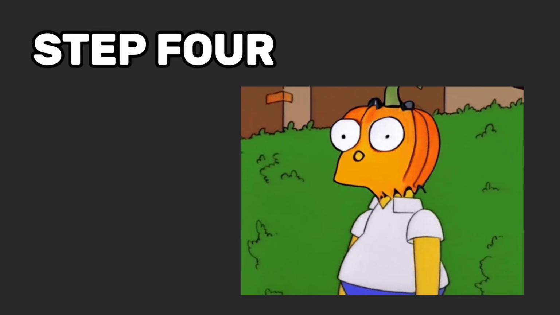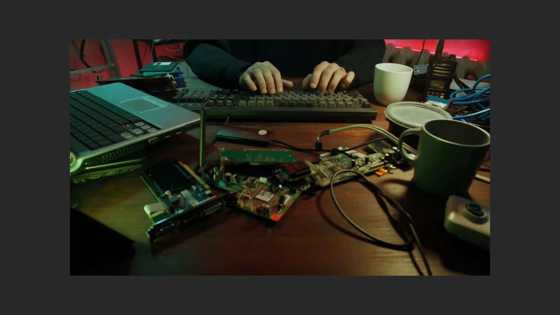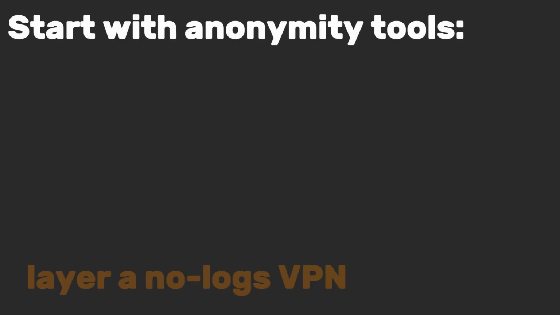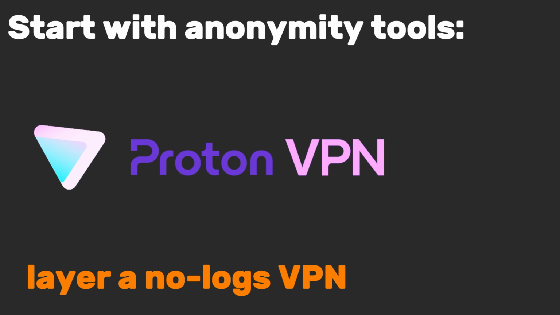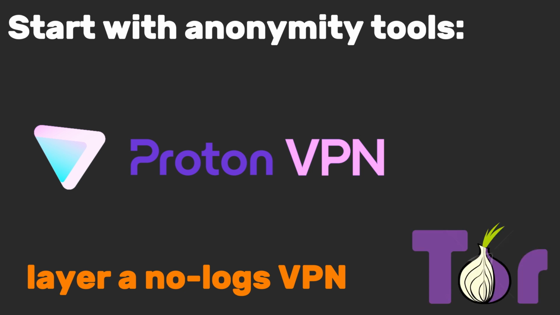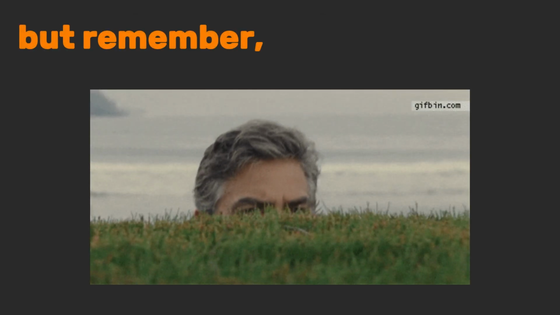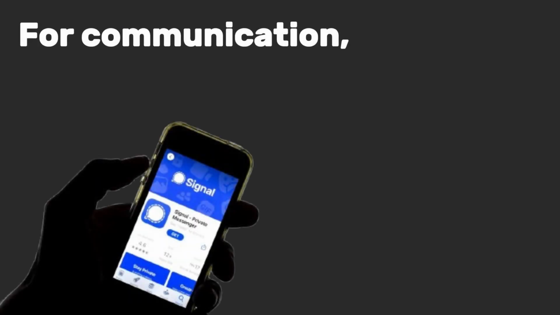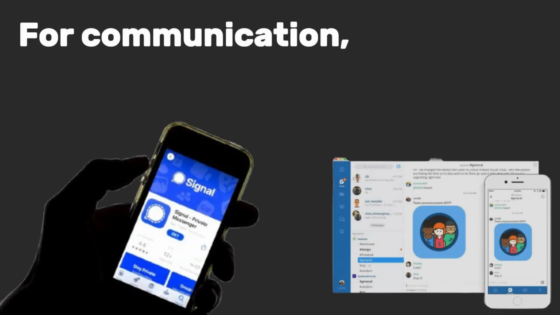Step four, operate in the shadows without getting burned. Operating in the shadows doesn't mean leaving a trail. Start with anonymity tools, layer a no-logs VPN like Proton VPN with Tor to mask your IP. But remember, Tor exit nodes are watched. Use Tails OS, a live OS that routes everything through Tor and leaves no trace. For communication, Signal with self-destructing messages or Keybase for encrypted teams.